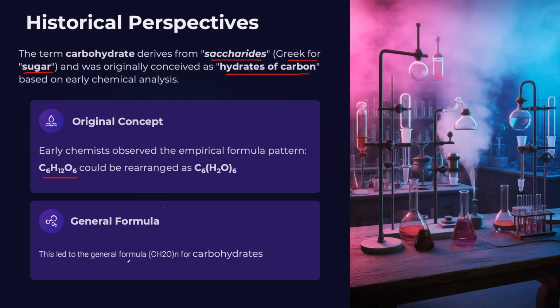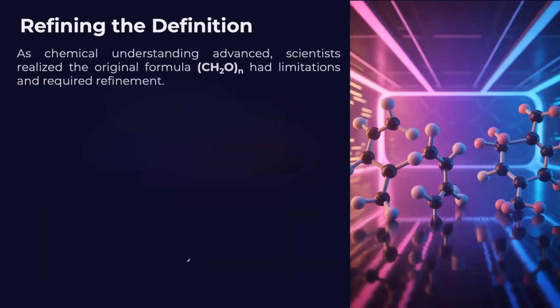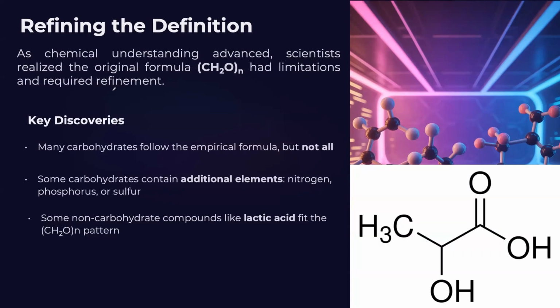So this led to the general formula that all molecules that have CH2O will be carbohydrates. However, as scientific understanding has advanced, scientists realized that this original formula had limitations and required some refinement. Why the limitations? Most of the carbohydrates follow this formula, but many fail. Some carbohydrates have additional elements such as nitrogen, phosphorus, and sulfur.